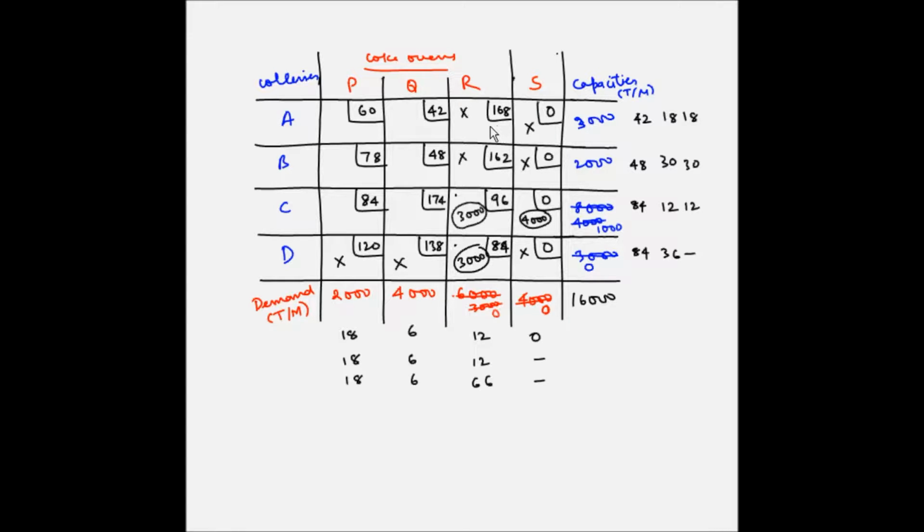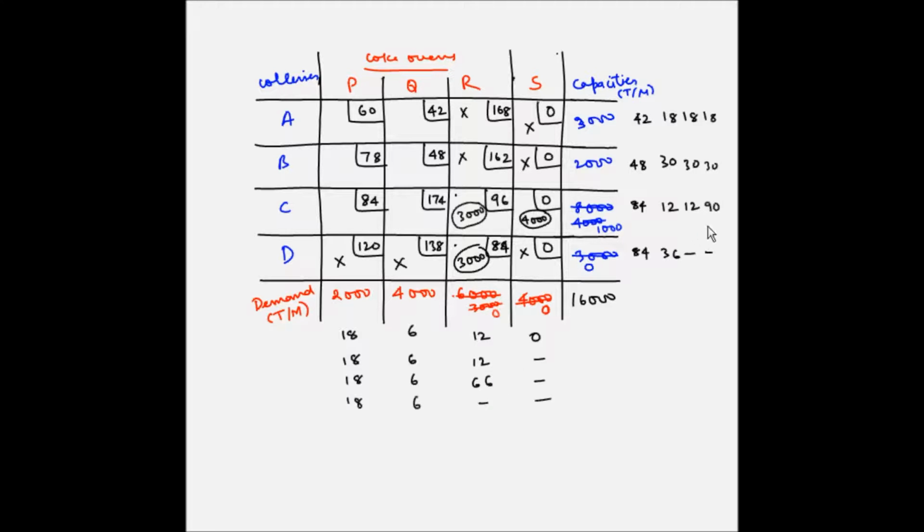So for the first row, difference is still 18. Second row, 78 minus 48, which is 30. Third row, 174 minus 84, which is 90. We can skip the fourth row as it is completely allocated. Now for the columns, for the first column, the difference is still the same, 78 minus 60, which is 18. For the second column, 48 minus 42, which is 6. And the third column we can skip as it is completely allocated, and so is the fourth column.